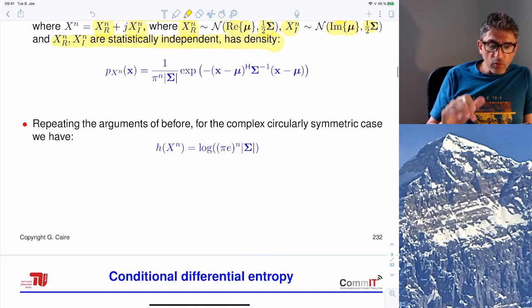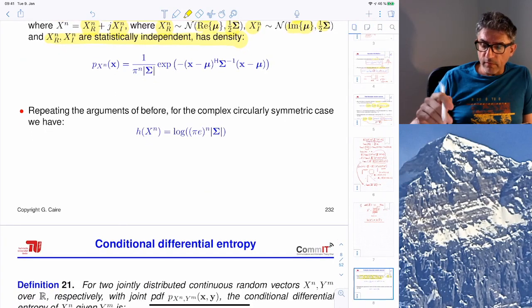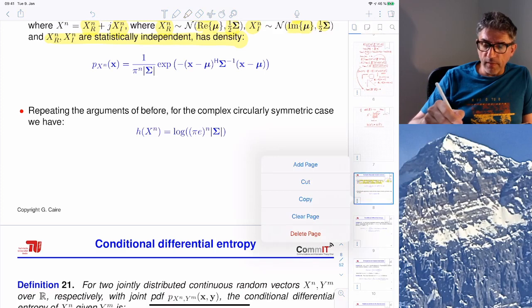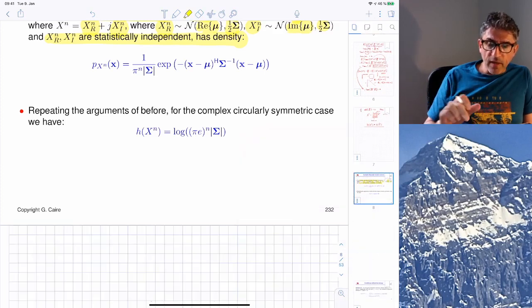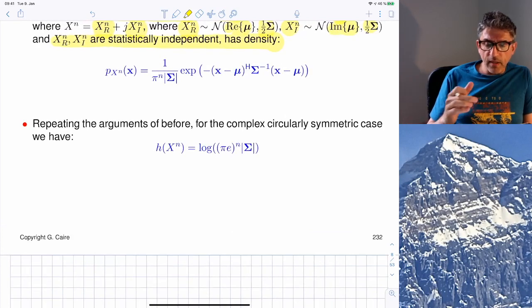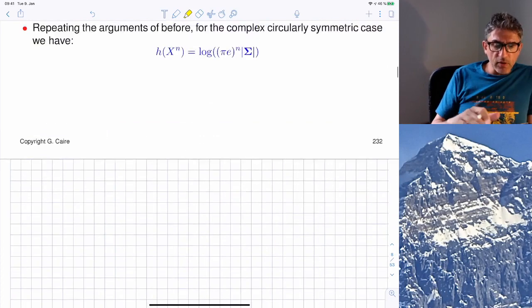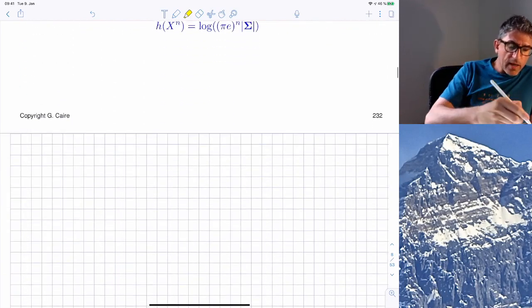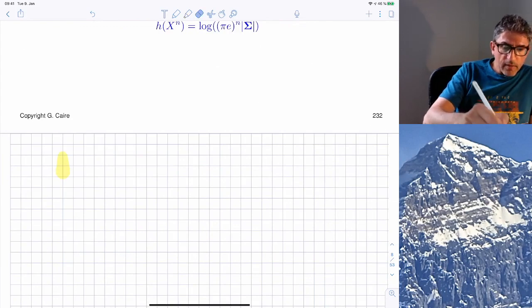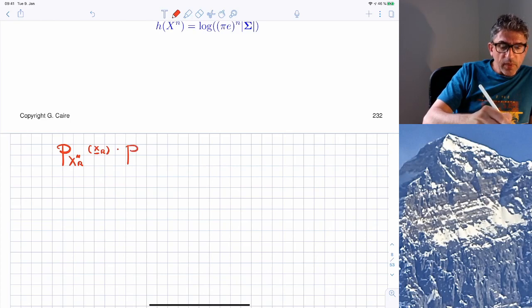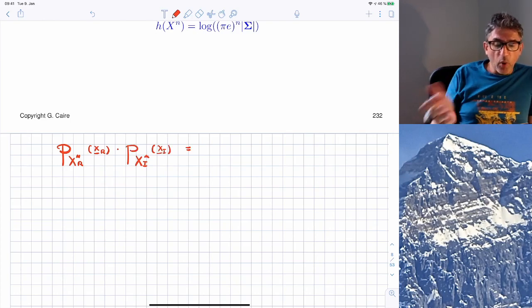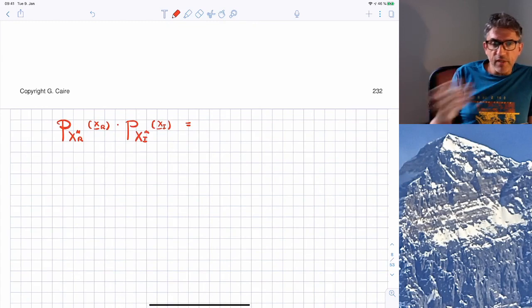So what is the joint distribution of this complex random vector? Well, the joint distribution of a complex random vector is always given as the joint distribution of the real part and the imaginary part. In this case, because they are statistically independent, we can write the joint distribution p(xr, xi) as the product p(xr) times p(xi). The joint PDF is just the product of the PDFs.